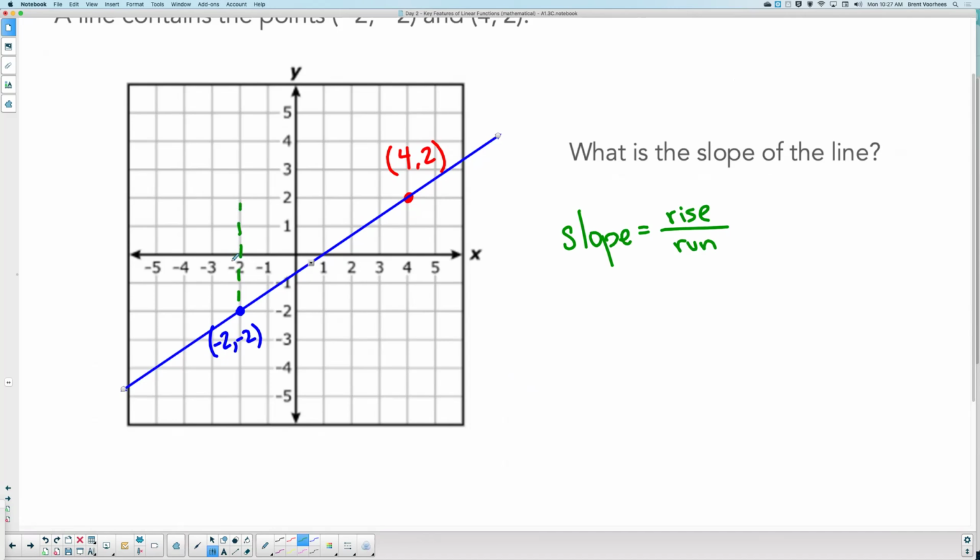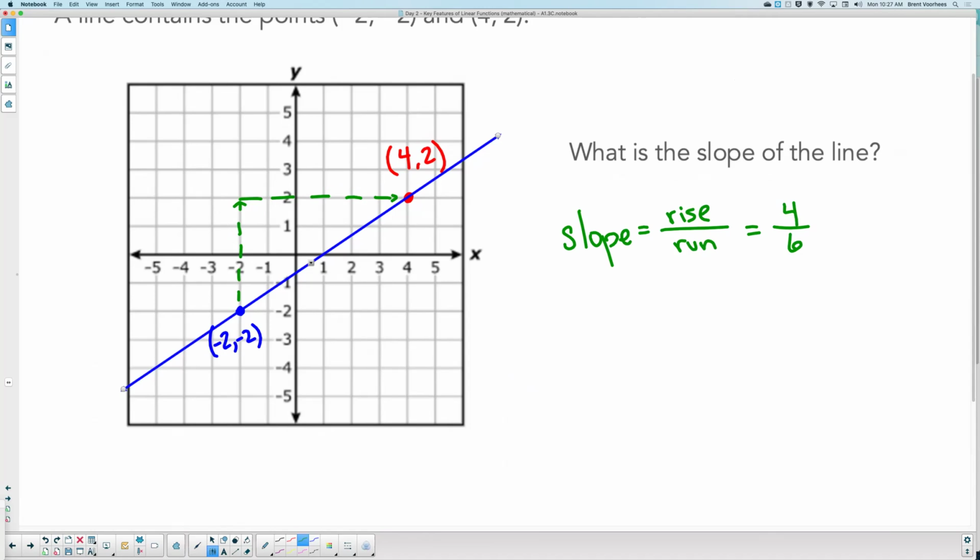Meaning you always draw your triangle going up or down before you go left or right. So I go up to that value, and then I go over this way to this value. Okay, let's talk about our rise. How many units do I move up? Y'all ready to count? Am I going too fast? Are we good? Okay, how many do we go up? 1, 2, 3, 4. We go 4 units up. What's our run? 1, 2, 3, 4, 5, and 6. It'll be 4 over 6.